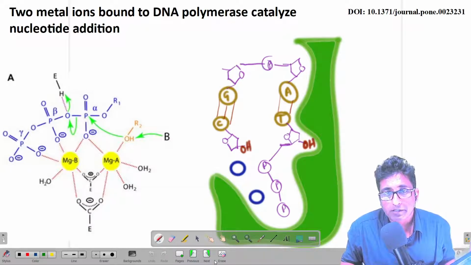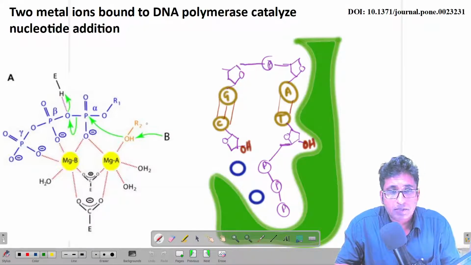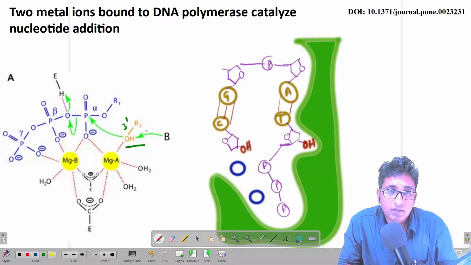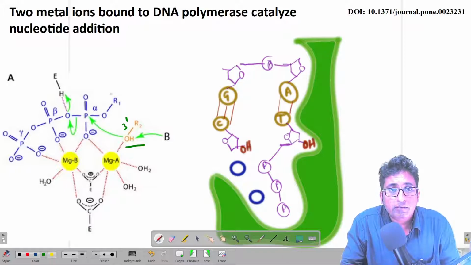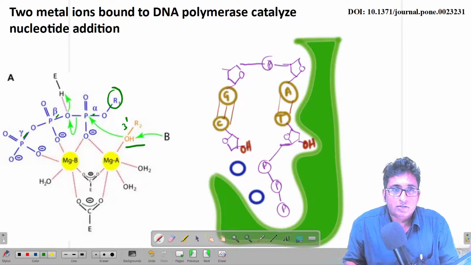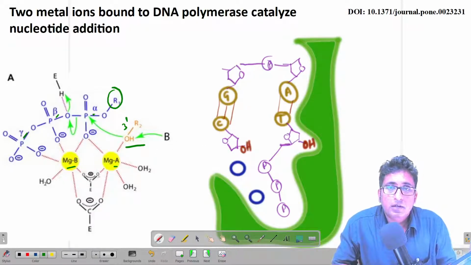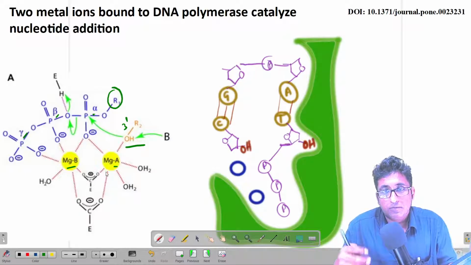First thing about polymerization. DNA polymerization, as we discussed earlier, is through the chemistry of the DNA synthesis itself. This is the 3' OH of the primer that is present, and here we have the incoming nucleotide, with alpha, beta and gamma phosphates. There are two metal ions, which you call metal ion A and metal ion B. They are important for the catalysis of this polymerization itself.